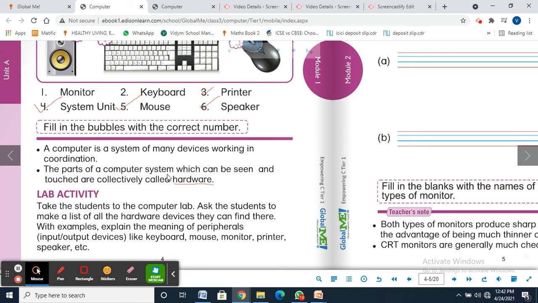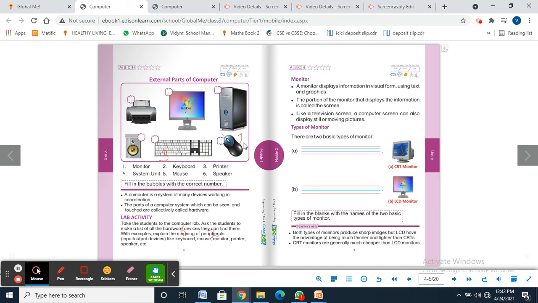The parts of a computer system which can be seen and touched are called hardware. Getting this point? So in this way you're going to learn and do page number 4.